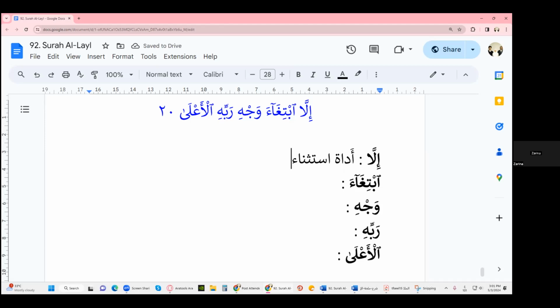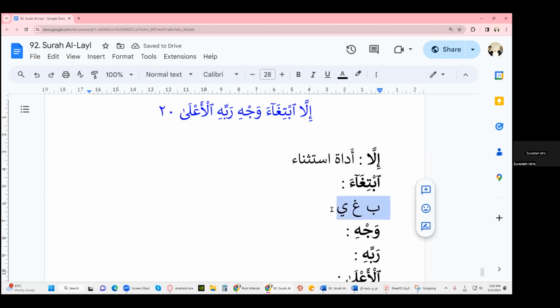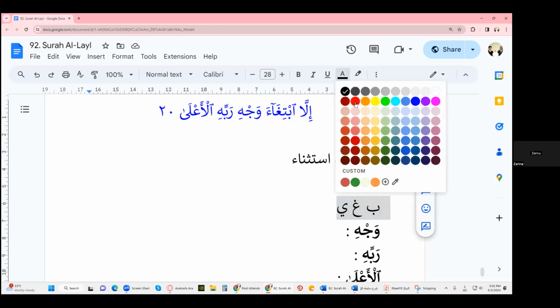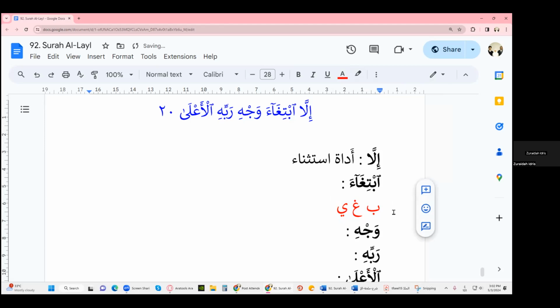Okay. And can you do the ibtila as well? Do you know the root letters for ibtila? The root letters will be ba, ghayn, ya. And what family does it belong to? Because of the ta as a marker, it is family 8. Yes, good. So this becomes, what's the madi?